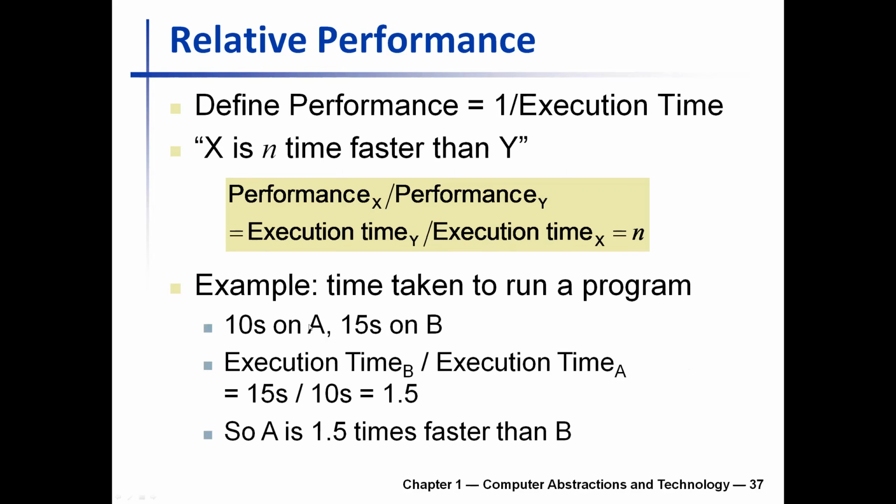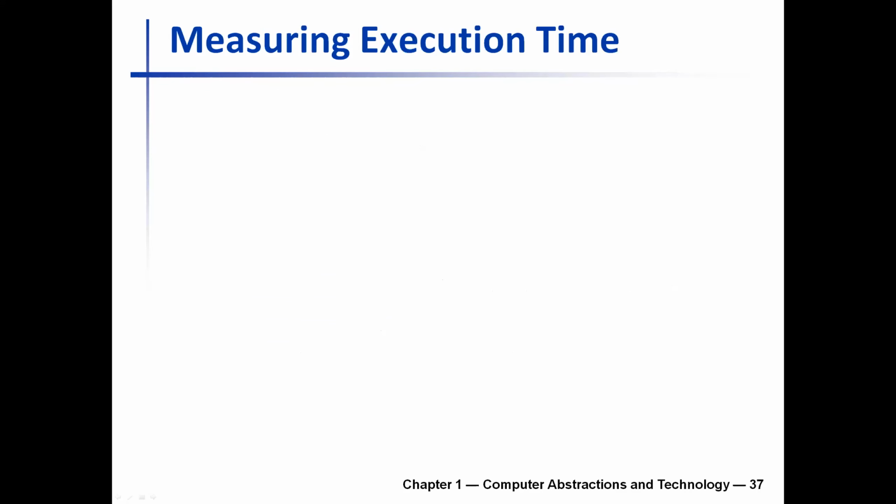So, an example, time taken to run a program. We have two systems A and B. We try to run the same program on these two systems. When we run the program on system A, it takes 10 seconds. On system B, it takes 15 seconds, right? So execution time on system B over execution time on system A is 15 over 10, which is 1.5, which means system A is 1.5 times faster than system B, right? Very simple stuff.